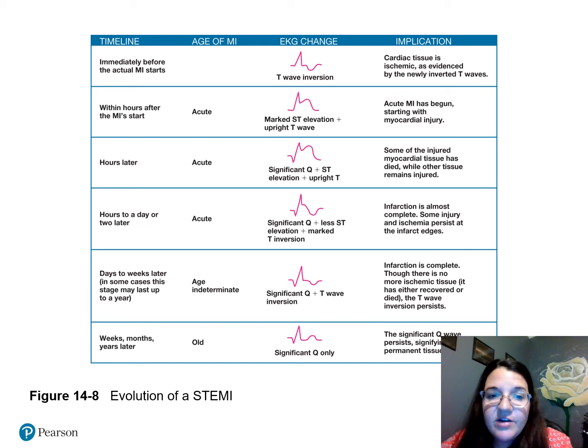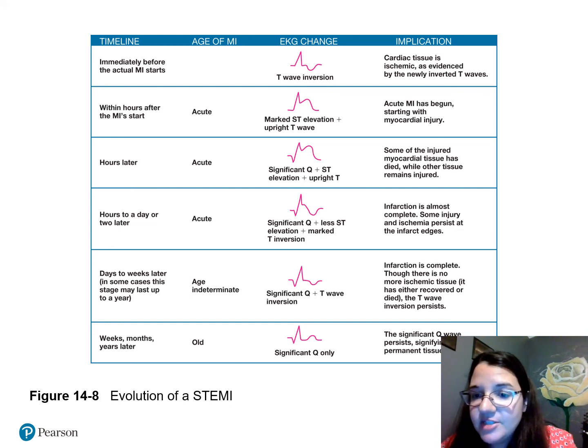Days to weeks later, I'm in the fourth row. Days to weeks later, in some cases, as a stage may last up to a year. We're going to be age indeterminate, where your Q wave is going to remain significant, your T wave is going to remain inverted, but look what happened to my ST segment. It has come back down. Infarction is complete, though there is no more ischemic tissue.